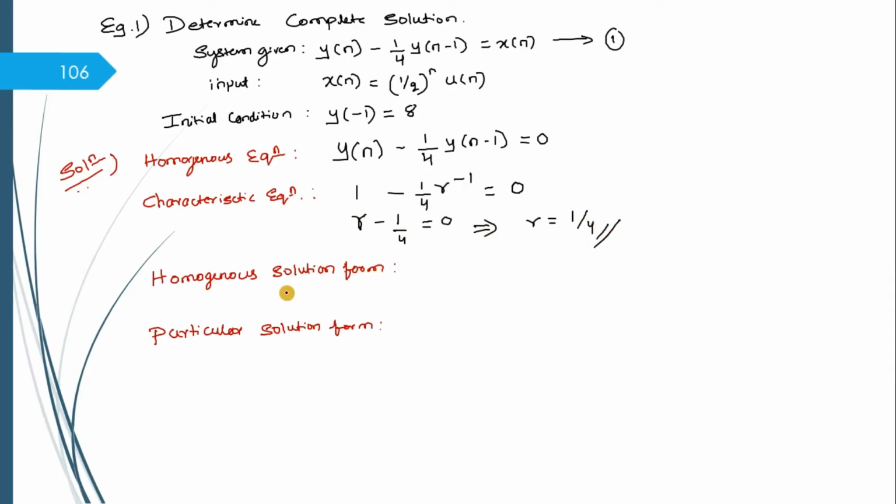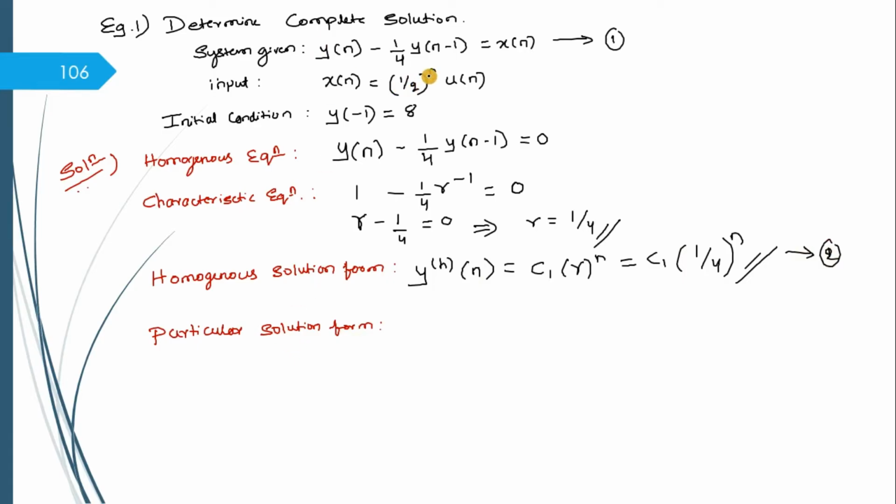Now if I ask you to write the homogeneous solution, the form will look like yh of n, because it is discrete time. You have a root, I have a single constant, I write it as c1 r raised to n. So c1, in place of r, I have 1 by 4 raised to n. So this is the homogeneous solution. I name it as equation 2, as equation 1 is already named. Now coming to the particular solution form, look at the input.